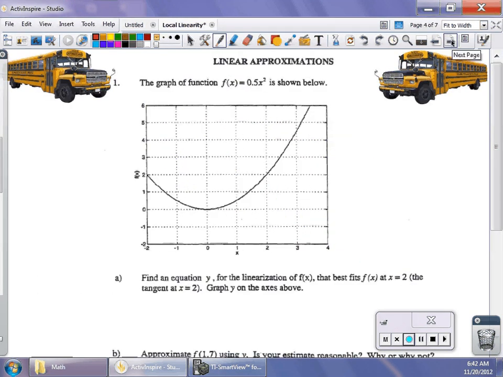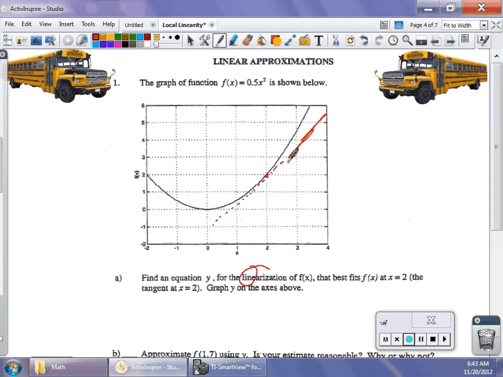Now let's get to the business at hand. What are we trying to do here? Well, we have a graph of a parabola, and it's already shown below. We're to find the equation y for the linearization. Now, don't be freaked out by the word linearization. Look at this root word here. Linearization means write the equation of a line for the given function at x equal to 2. So we're focusing in on x equal to 2. We want to write the equation of the tangent line.